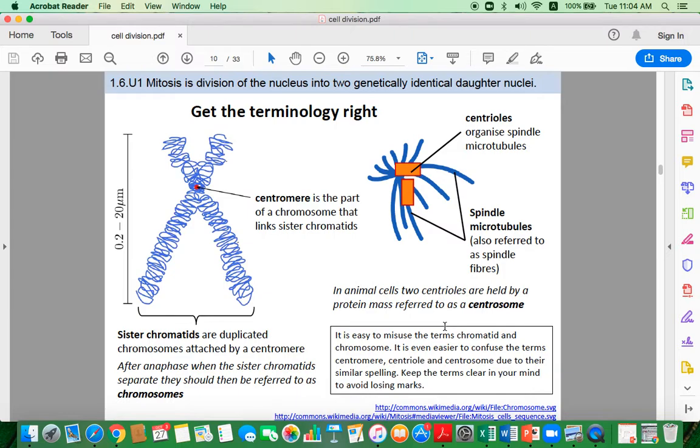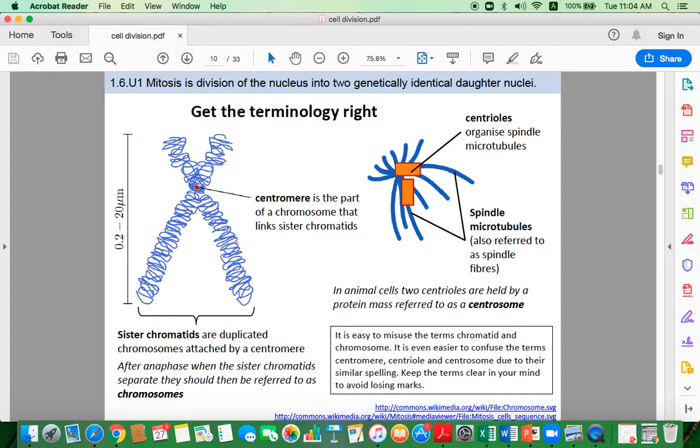And then we need to understand, okay? Mitosis is the division of the nucleus into two genetically identical daughter nuclei. So what do we have? This is a chromosome. The size of the chromosome varies from 0.2 to 20 micrometers.